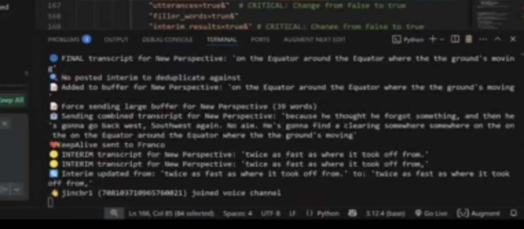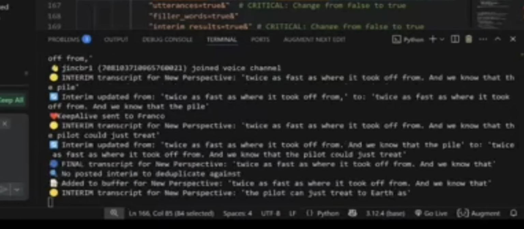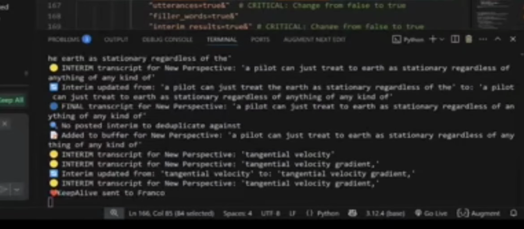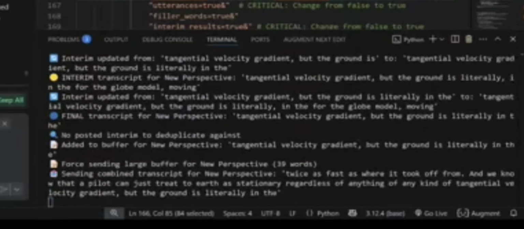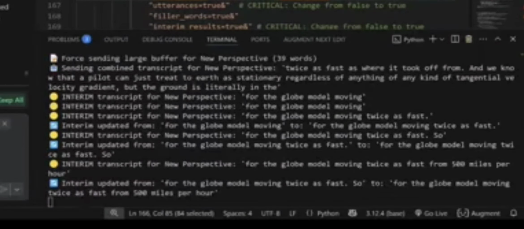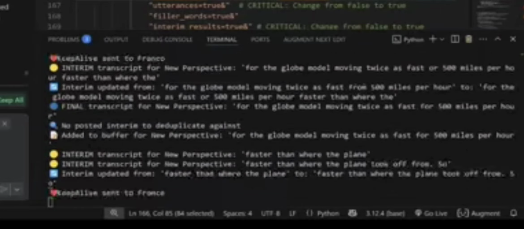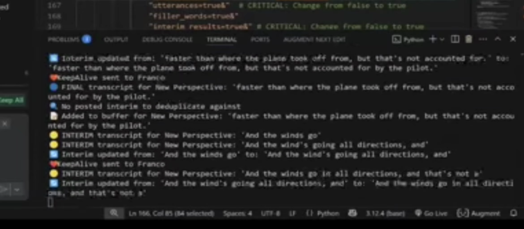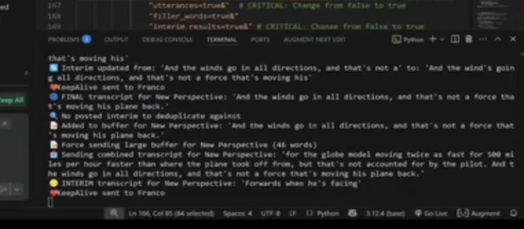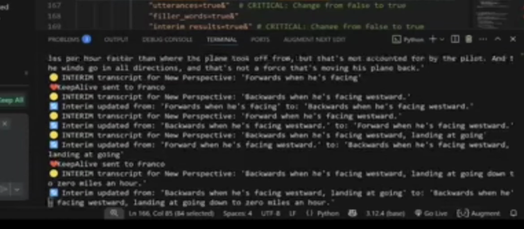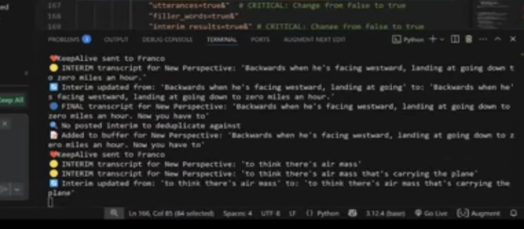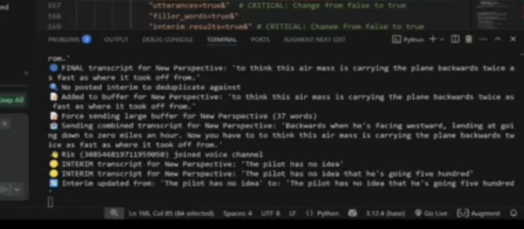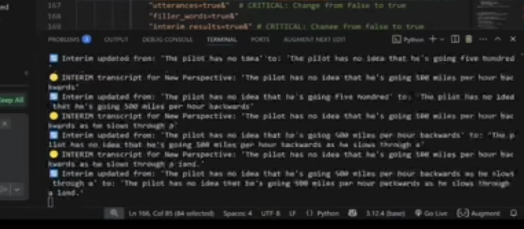And we know that the pilot can just treat the Earth as stationary, regardless of any kind of tangential velocity gradient. But the ground is literally, for the globe model, moving twice as fast, or 500 miles per hour faster than where the plane took off from. But that's not accounted for by the pilot, and the wind's going all directions, and that's not a force moving his plane backwards when he's facing westward, going down to 0 miles an hour. Now you have to think this air mass is carrying the plane backwards twice as fast as where it took off from. And the pilot has no idea that he's going 500 miles per hour backwards as he slows to land at 0 miles an hour in the opposite direction.